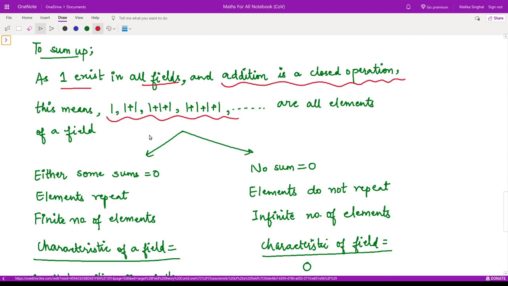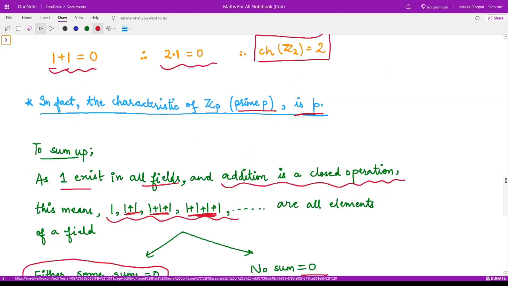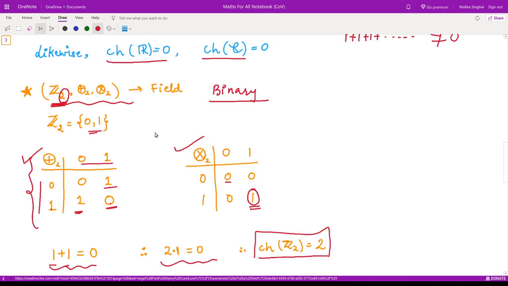Now, there are two possibilities. One possibility is that among these sums, defined by adding all the ones, some sum is equal to 0, or none of the sums is equal to 0. These are the two possibilities, right? When some sum is 0, we get repeated elements. For example, in this case we obtained 0 and 1 as the repeated elements, so the only elements present in the field are 0 and 1.